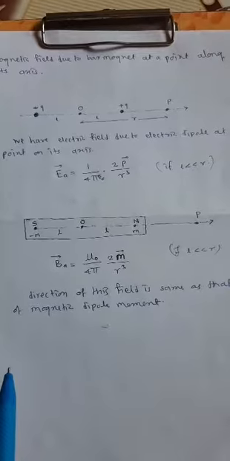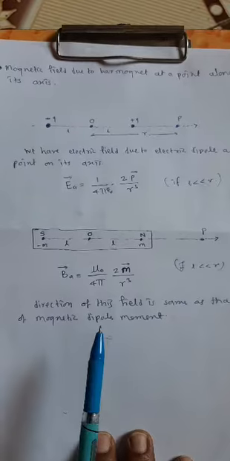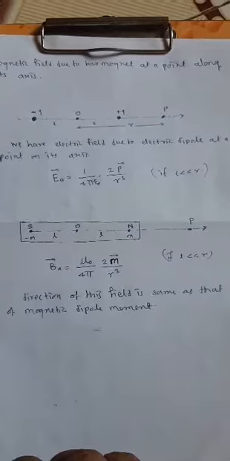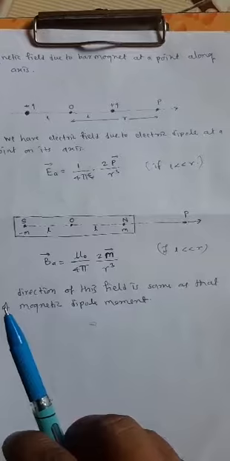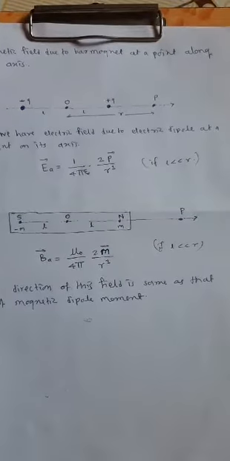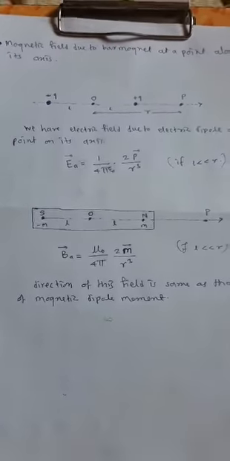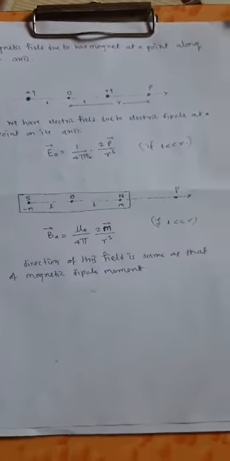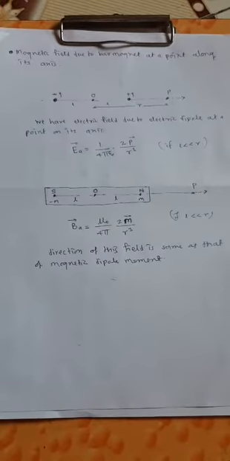In the previous video, we have seen the analogy between electrostatics and magnetism, or understanding of magnetism with the help of electrostatics, or what is the similarity between electrostatics and magnetism. By using these similarities, now we are going to write the expression for magnetic field due to a bar magnet at a point along its axis.